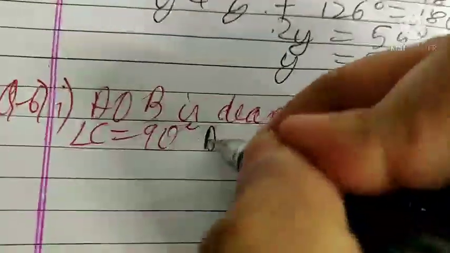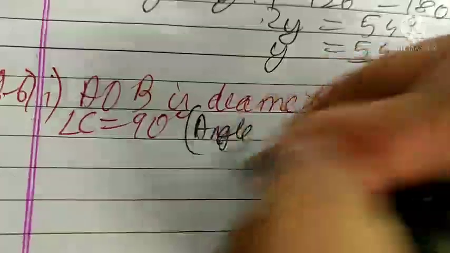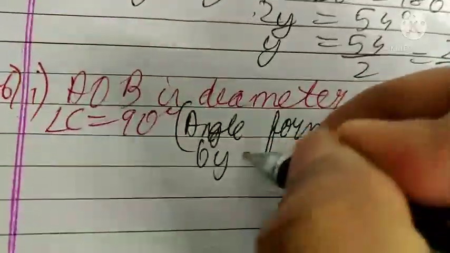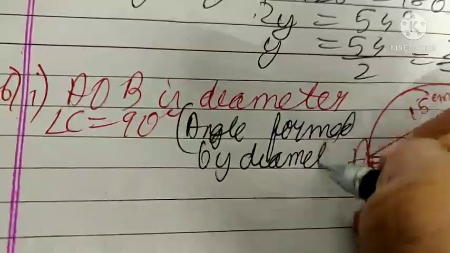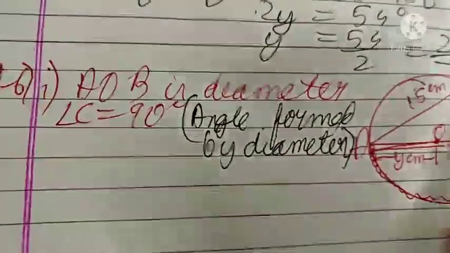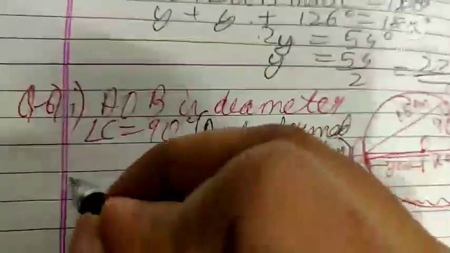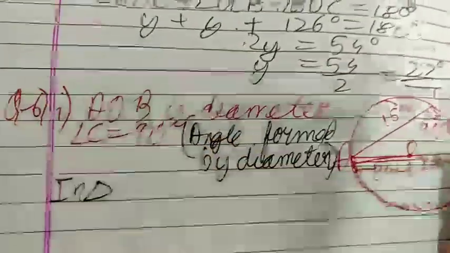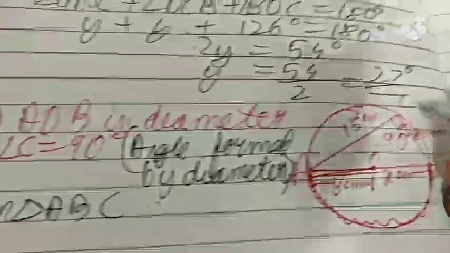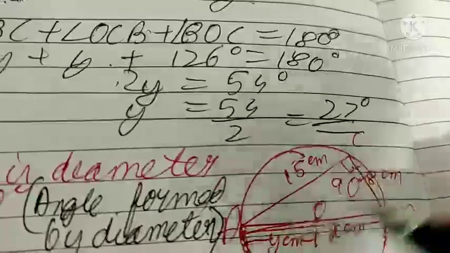Why? Angle formed by the diameter is 90 degrees. So now this is 90 degrees. So in triangle ABC, angle C is 90 degrees. So we can apply the Pythagoras theorem in this triangle.